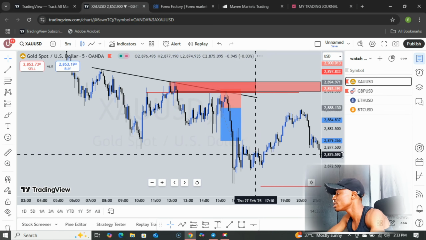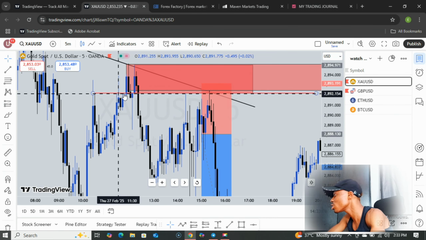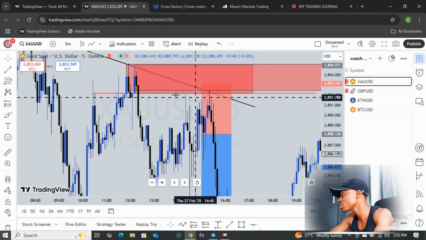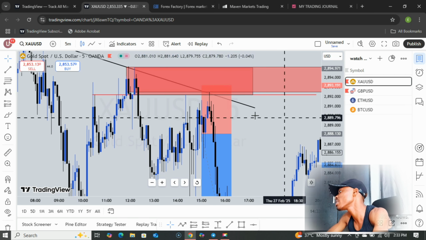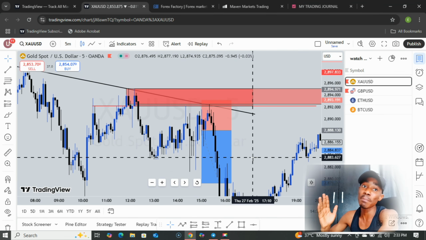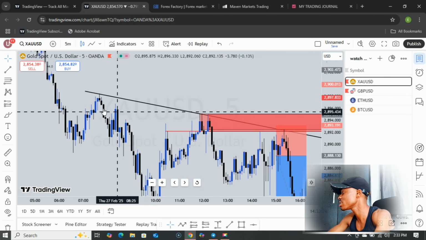So on the 5 minute, I saw this supply zone, but this supply was not my major area of attention. My major area of attention was this liquidity, because I wanted price to sweep this liquidity and sell to the downside, since my bias for the day was bearish. And I also saw a confluence, which is this trend line.